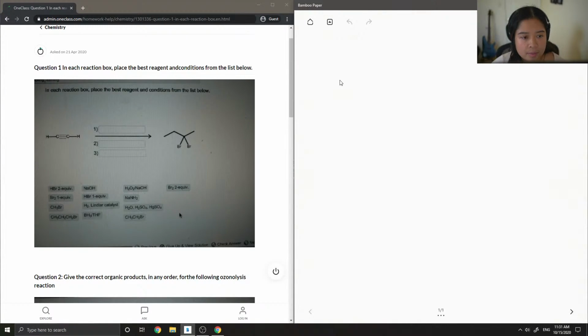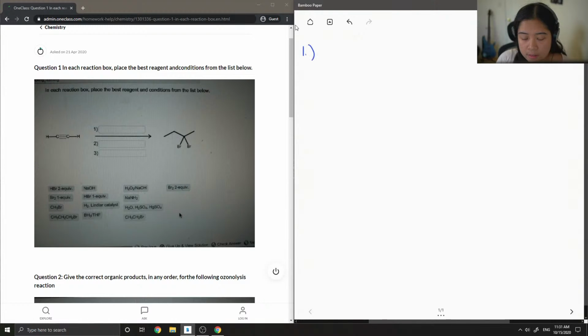Okay, so I'm going to get started with the first set of questions. The first question states, in each reaction box, place the best reagent and conditions from the list below. Just analyzing the reaction so far, we have two carbons with a triple bond, and they form this structure that has more carbons than what it started with, and also two bromine groups. So I'm just going to write this down. Question 1.